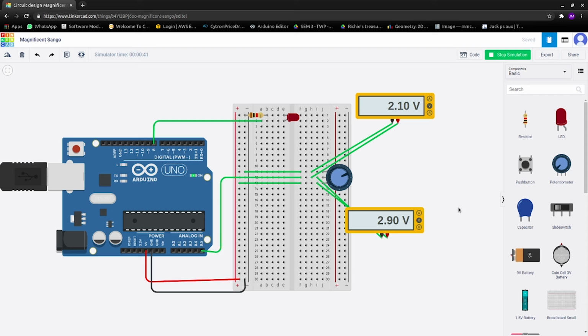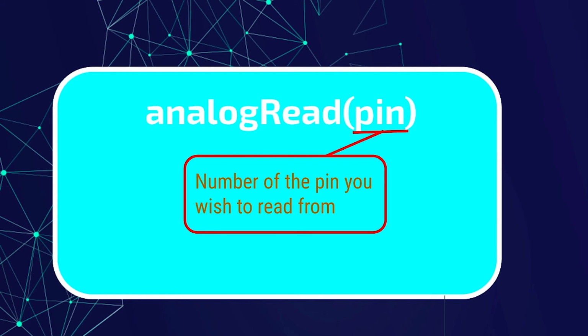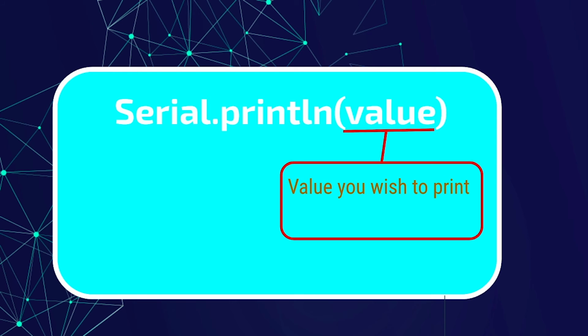Okay, now that we understand what the potentiometer does, let's see how we can read this value into our microcontroller. To do this, we will be needing the analog read method. The analog read method takes in a pin and outputs the analog reading at that pin. To display our readings, we are going to be using the serial object's println method to print to the serial interface. This method simply takes what you wish to print as the parameter.